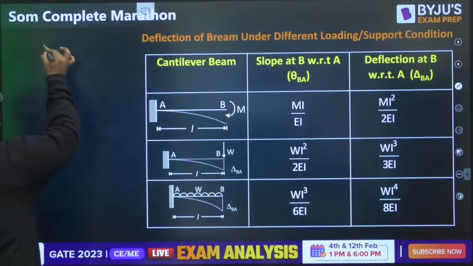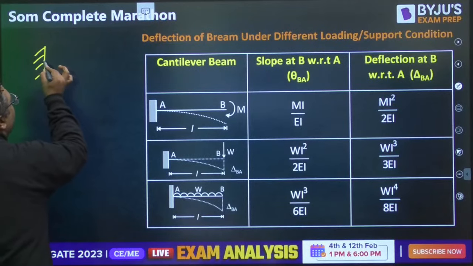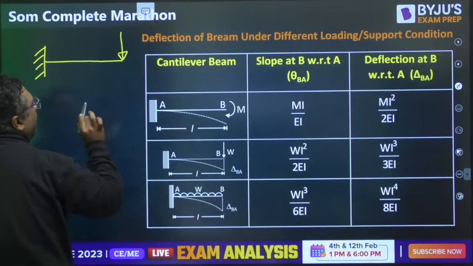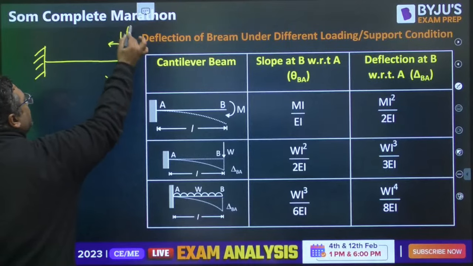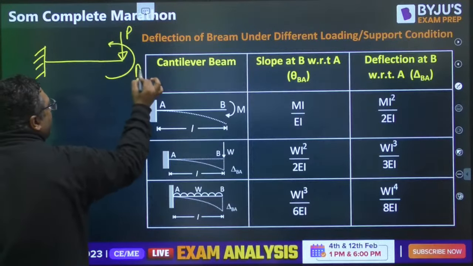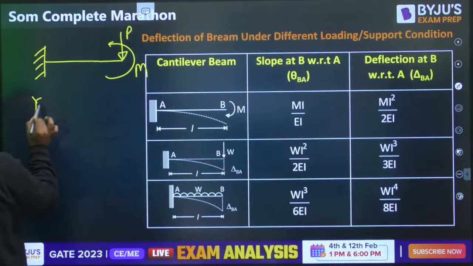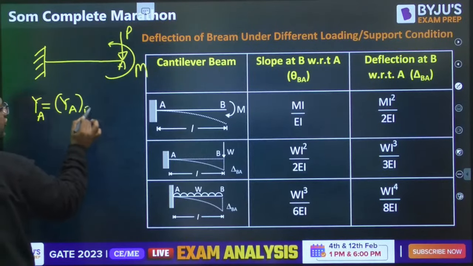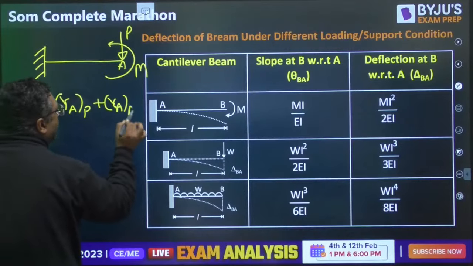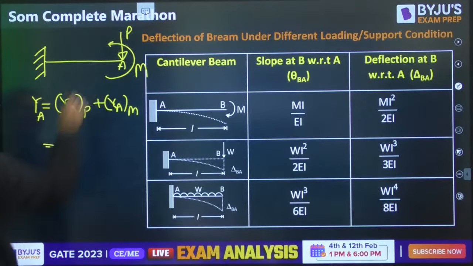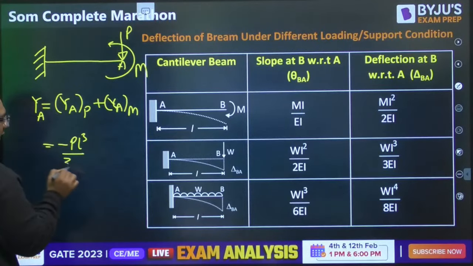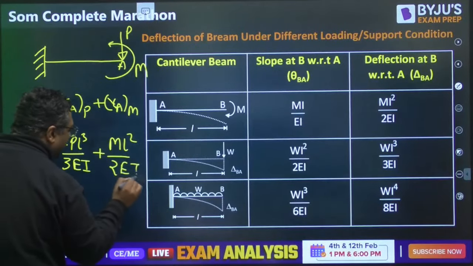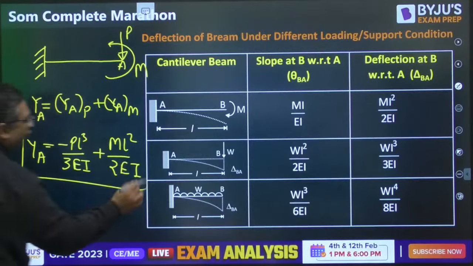Here I would like to tell you one more thing about the principle of superposition. Whenever you have this beam and a load like this, this is the load and this is the moment. In such a case, P is causing deflection downward, and the moment is causing it upward. Then how will you use it? You will say Y at A is equal to Y at A because of P plus Y at A because of M. Because P is downward, it is minus PL cube upon 3EI, and then plus ML square upon 2EI. So you need to take care of the sign convention also. And this is the principle of superposition.